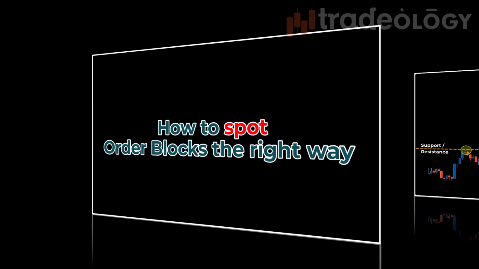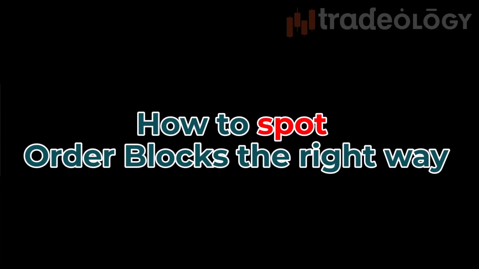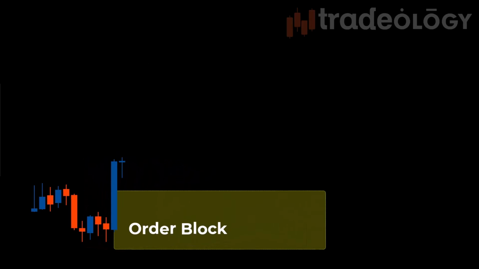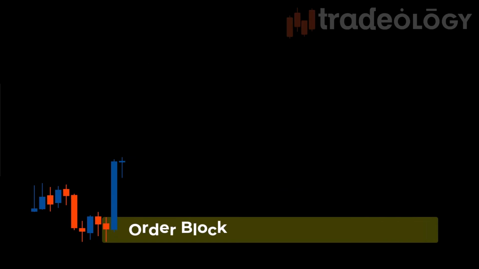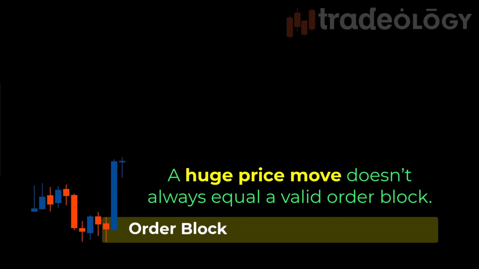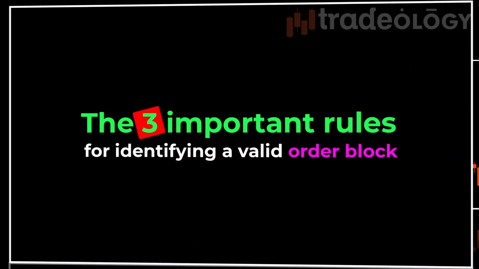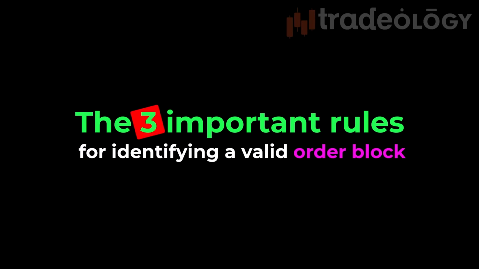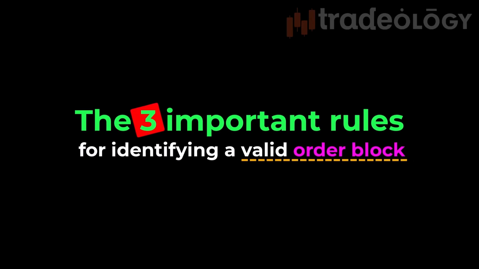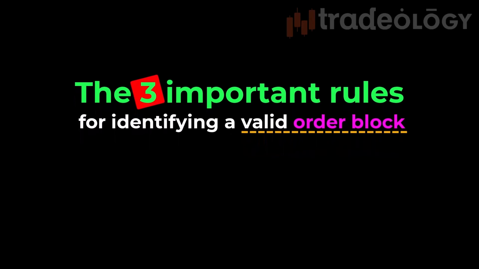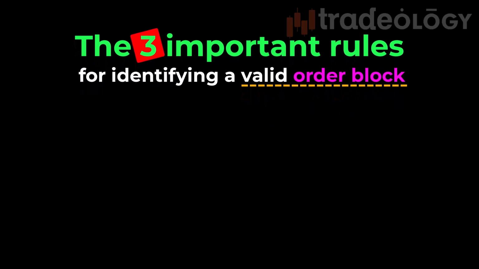Before you jump into trading with order blocks, you've got to know how to spot them the right way. Sure, if price rockets away from a point, you might think that's an order block. But hold up, it's not that simple. A huge price move doesn't always equal a valid order block. There are clear rules you need to follow to know if it's the real deal. Listen up! These are the 3 absolutely essential rules for spotting a legit order block. If you don't get these down, you cannot trade this strategy successfully.